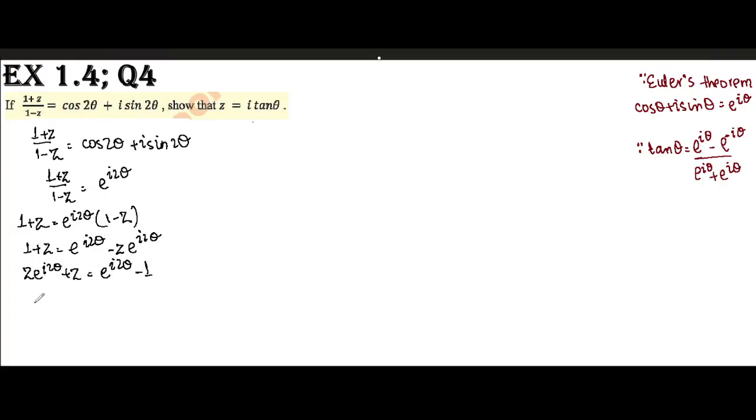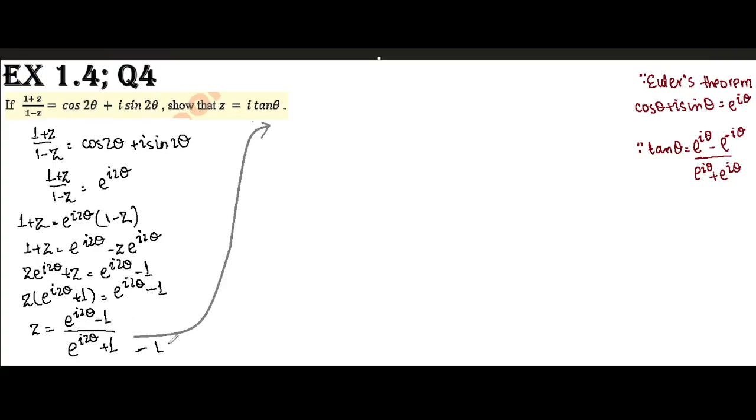This one is shifted over here. Now take z as common, so we get z(e^(i2θ) + 1) = e^(i2θ) - 1. Now z is only on this side, because we have to make z remain on this side in the given equation also. So it becomes z = (e^(i2θ) - 1)/(e^(i2θ) + 1). Now this was our left hand side.